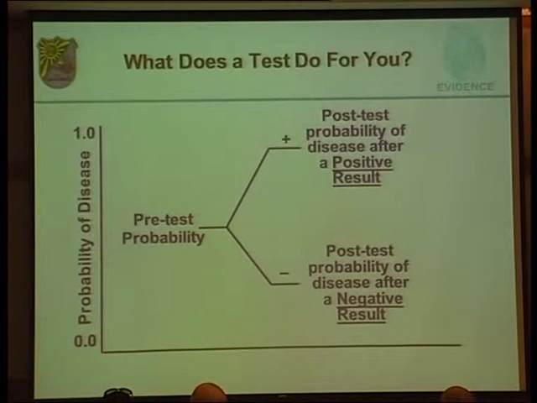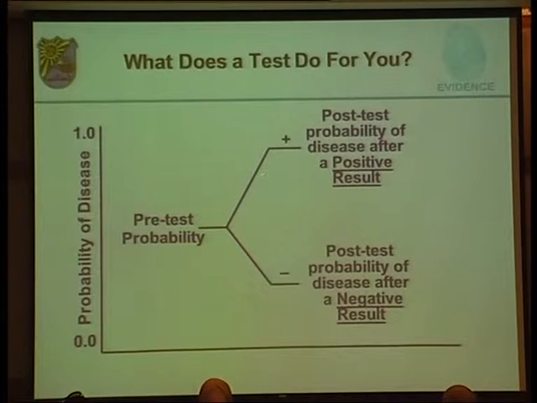Now, what I'd like to do is to show you a schematic about what a diagnostic test actually does for you. So this is the probability of disease, 0% and 100%. Now, before you do the test, you have some probability of disease. That is called pre-test probability. What's the probability to have the disease before you do the test?